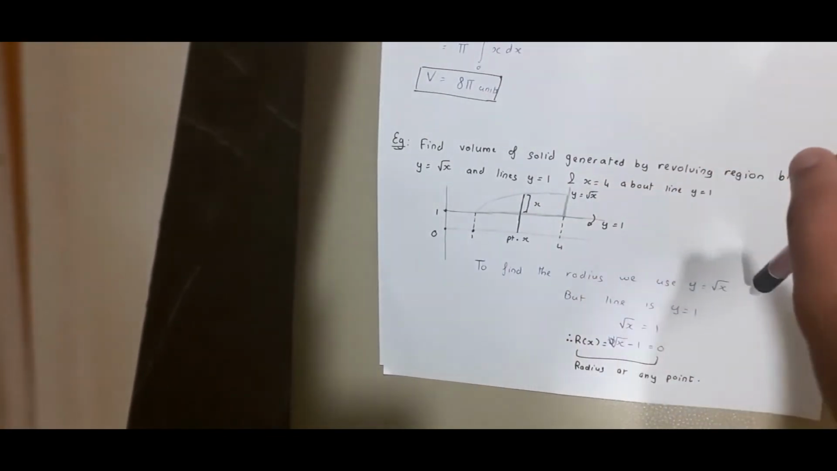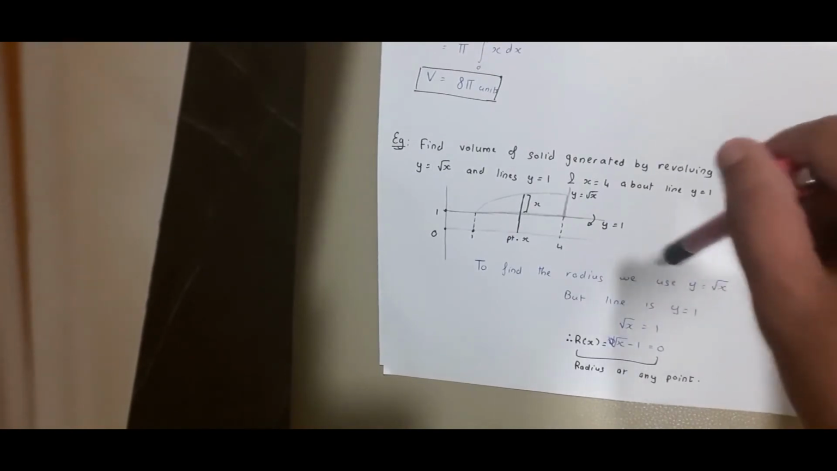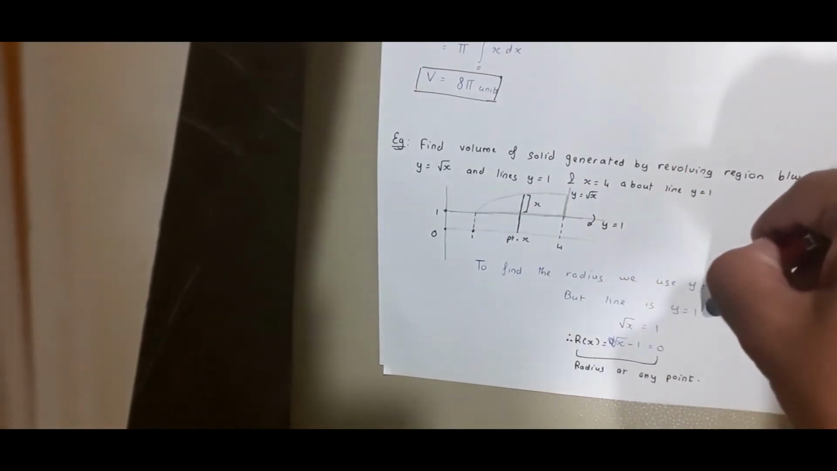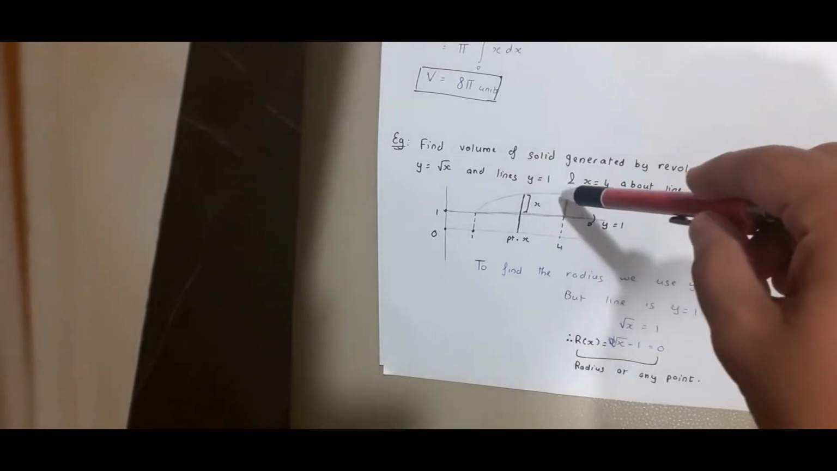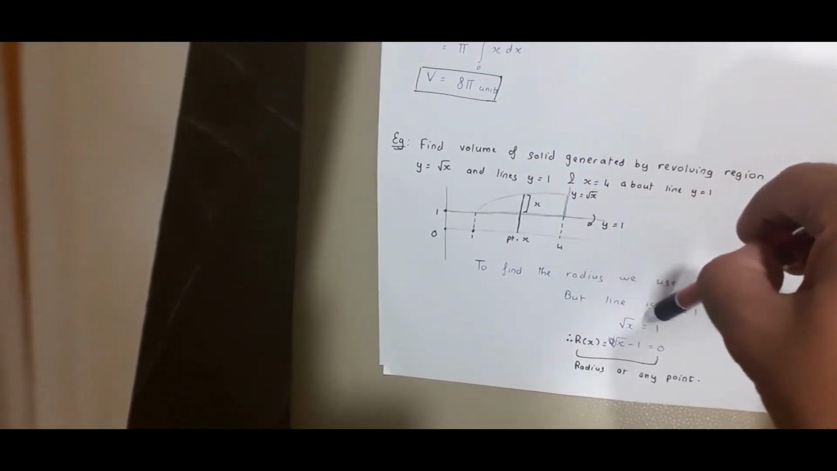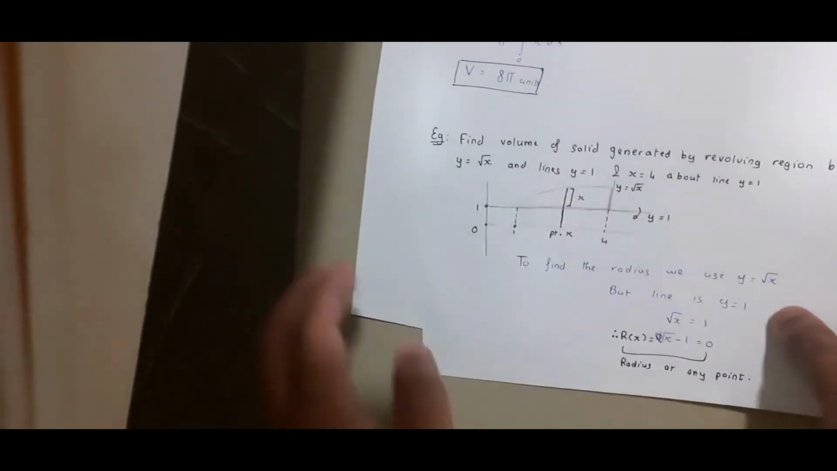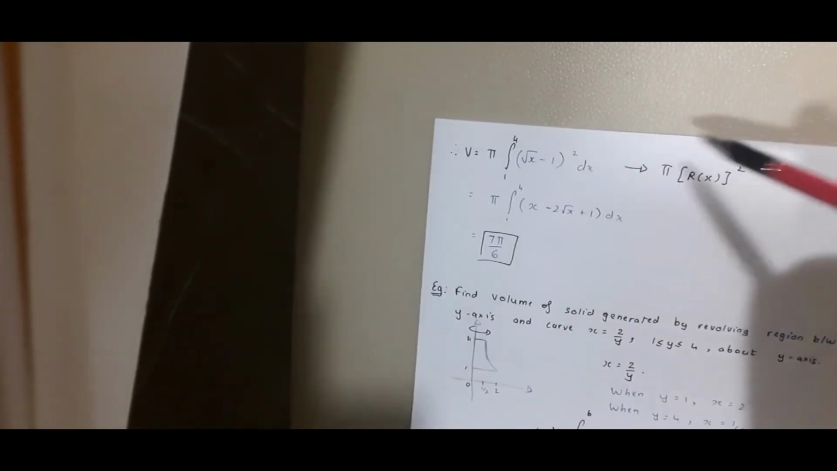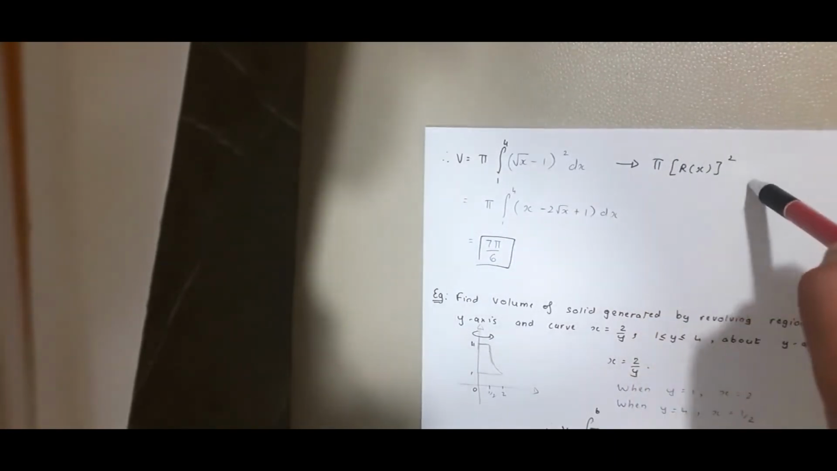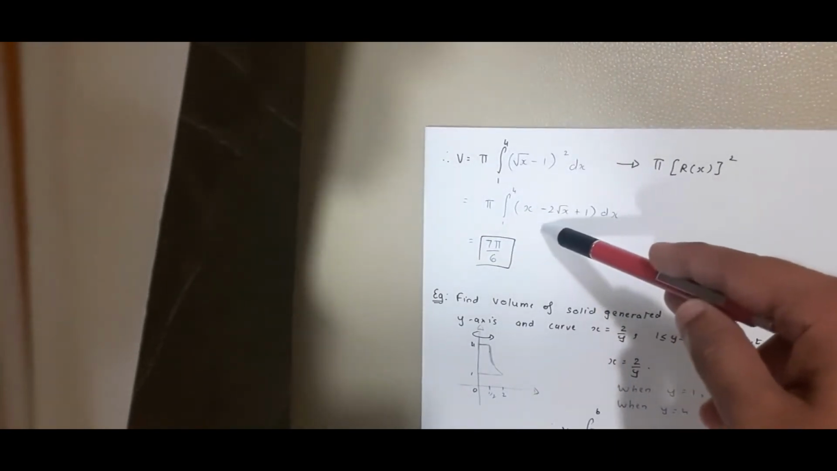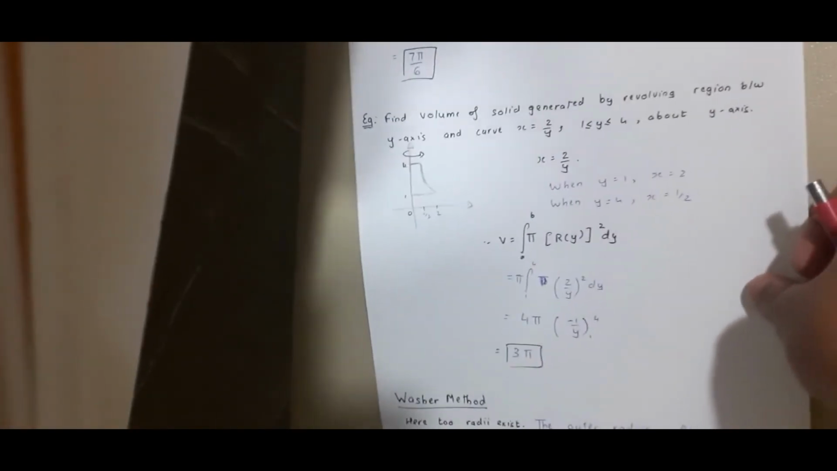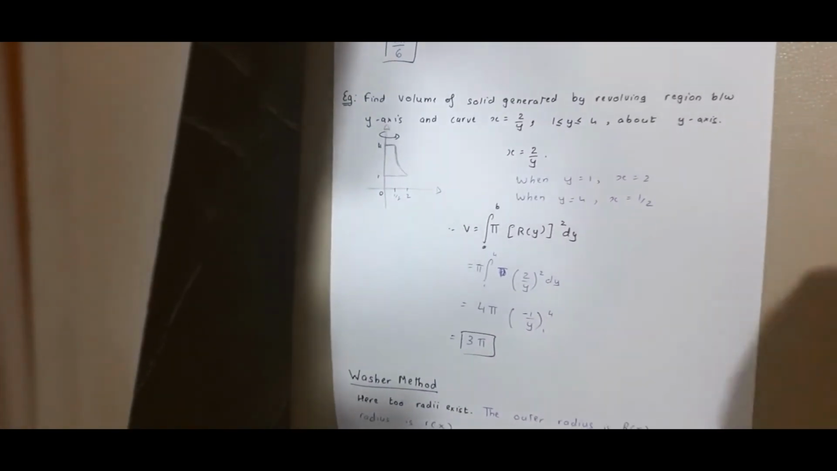So to find the radius, we use y equals root of x, as we know, but the axis of rotation is y equals 1. So to find the correct function of the radius, we take root x minus 1. Your radius of x is given by root x minus 1, which is the radius at any point. So then over here we can substitute it in the formula, pi times radius of x squared dx, and simplifying, you get your answer 7 pi by 6 cubic units, since it's volume.